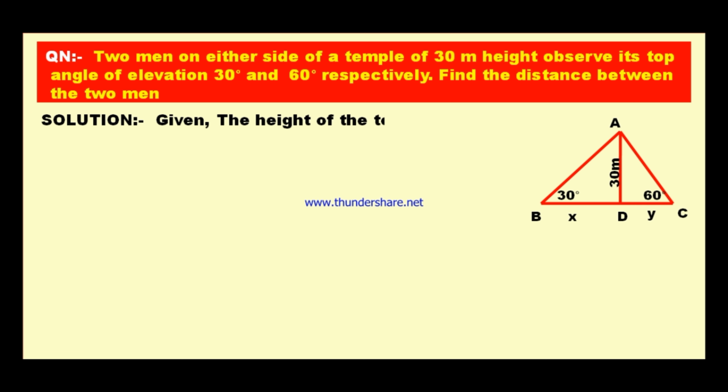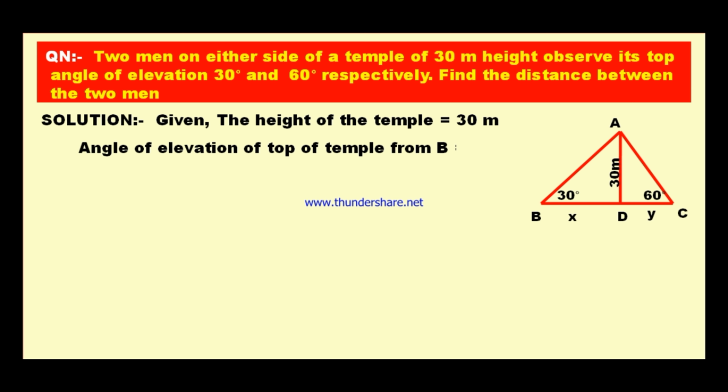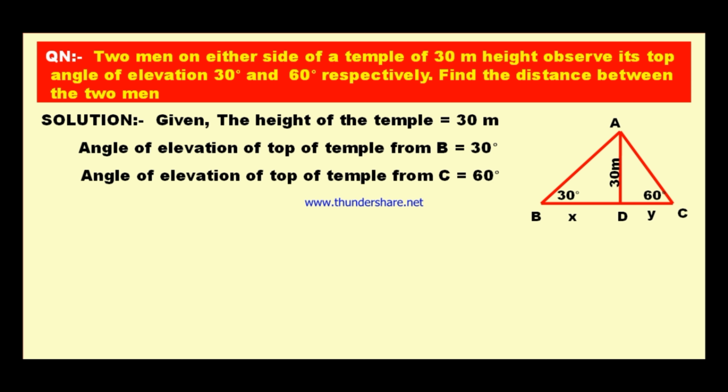Given that the height of the temple is 30 meters, the angle of elevation of the top of the temple from the first point B is 30 degrees and from the second point C is 60 degrees. Now let us consider the triangle ABD. In this, 30 degrees is the known angle. We know the opposite side for 30 degrees and we have to find the adjacent side.